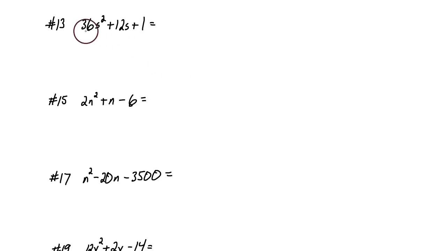Number 13. Let's look at this trinomial. There's no GCF, but it might be a perfect square trinomial. The square root of 36s squared is 6s. The square root of 1 is 1. 6s times 1 is 6s, and twice that is 12s. This is a perfect square trinomial. So one set of parentheses squaring on the outside. Here's the 6s, here's the 1, and here's the positive sign because of that positive sign.